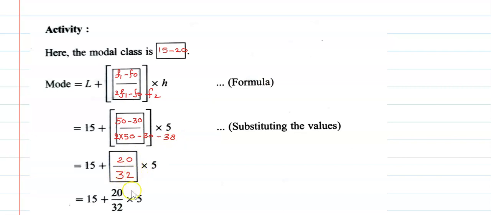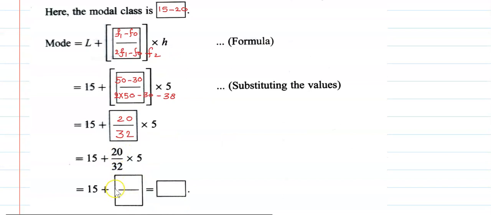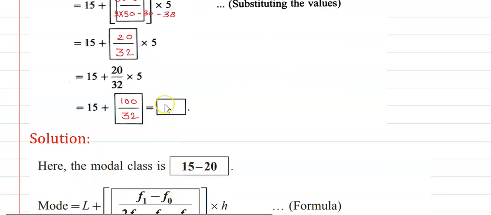Here is 20 upon 32. After simplification, 20 into 5, here you will get 100 upon 32. After the simplification, that is 100 upon 32. You can do this simplification on the side. Here is 100 upon, we can minimize it further. Here is 25 and 8. Therefore, 25 upon 8.